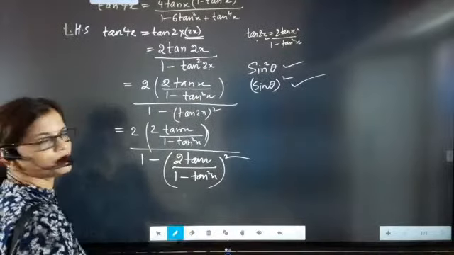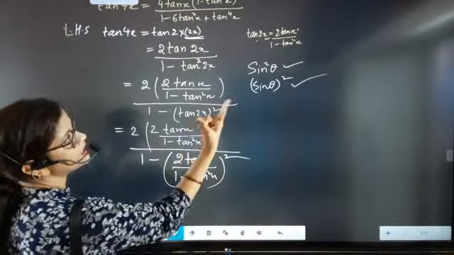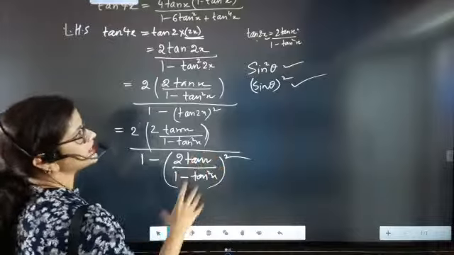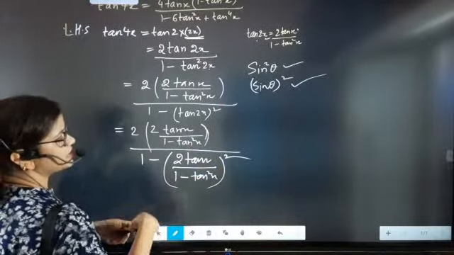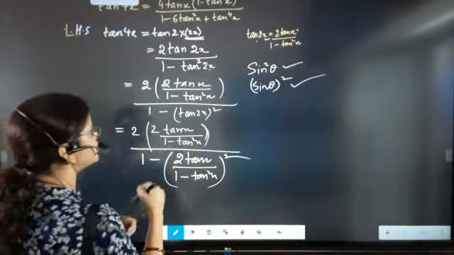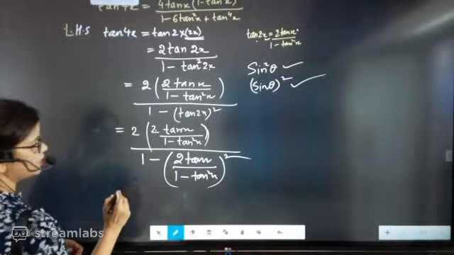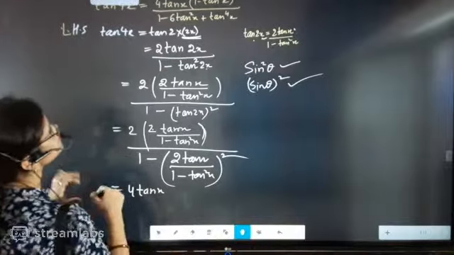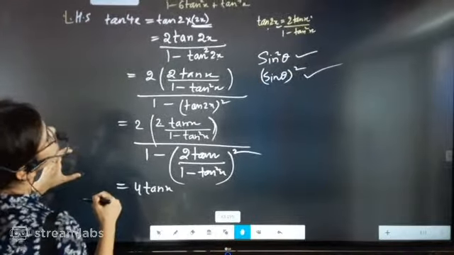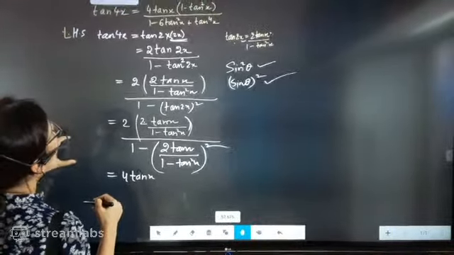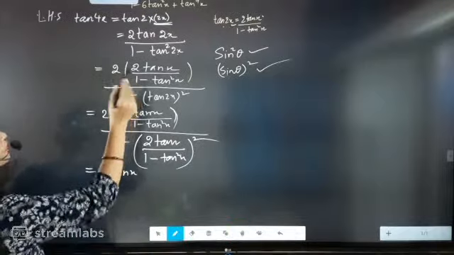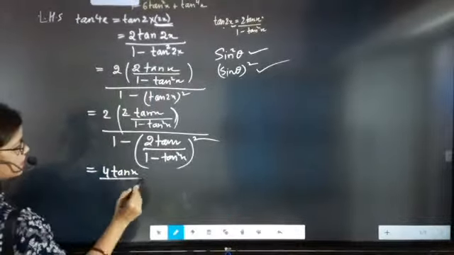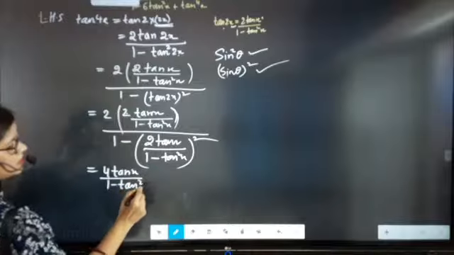Now this is the jackpot moment. That means the tan 2x formula is 2 tan x by 1 minus tan square x, written beta, but the outside square is there. Now this square is going to be implemented there. So first work is 2 2s are 4. So now this one will become 4 tan square x by 1 minus tan square x whole square.